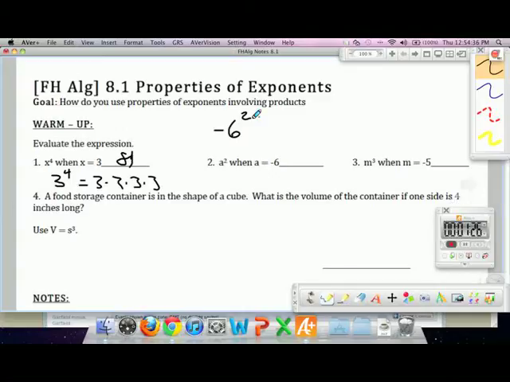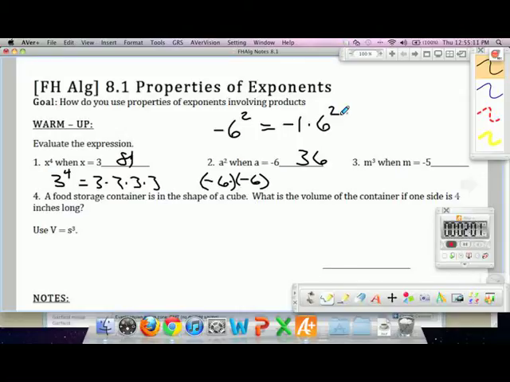The correct answer should be negative 6 times negative 6. Negative times a negative is a positive. This is the correct answer. But I guarantee your calculator thinks this is negative 36. Why is that? Well, your calculator sees negative 6, and it doesn't really do negatives well. It thinks that this is negative 1 times 6 squared. That's how the programming is set up.